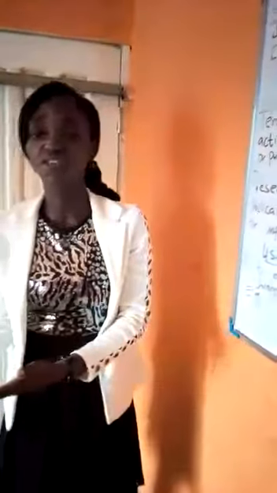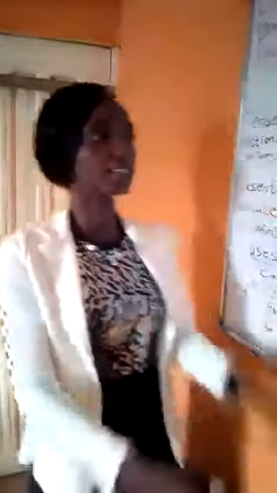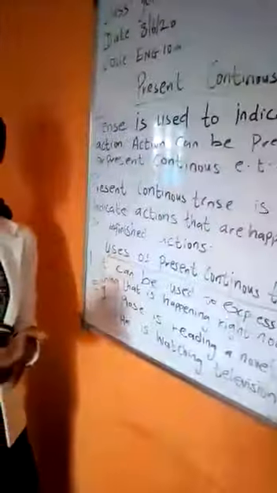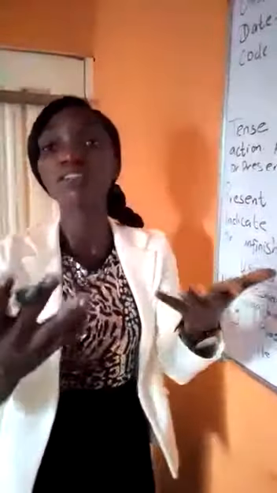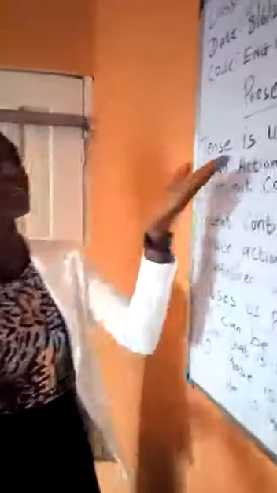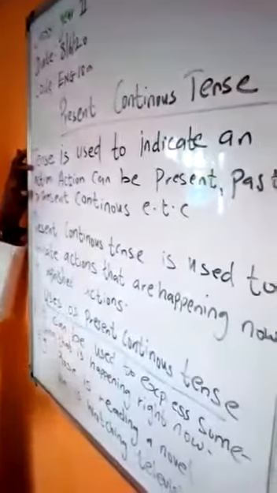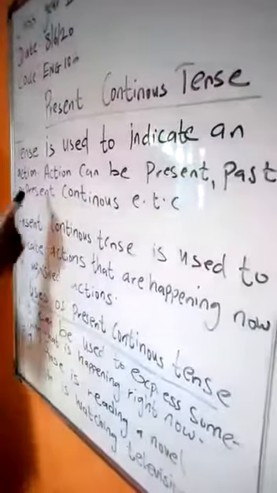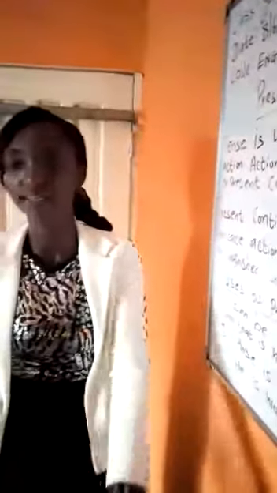What are you doing? You are sitting, okay? I can be walking. Good. It is the tense that will tell you if the action is taking place or has taken place or is about to take what? Place. Okay. So tense is used to indicate an action, whatever action that you may think of. And we said action can be present. Present means it is what? It is occurring. It is current.